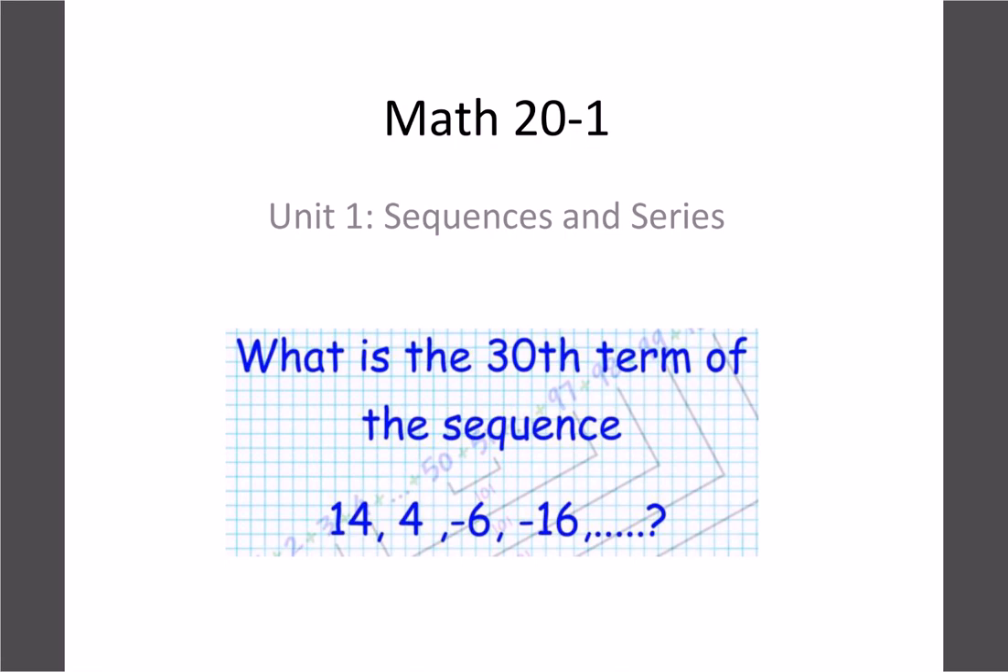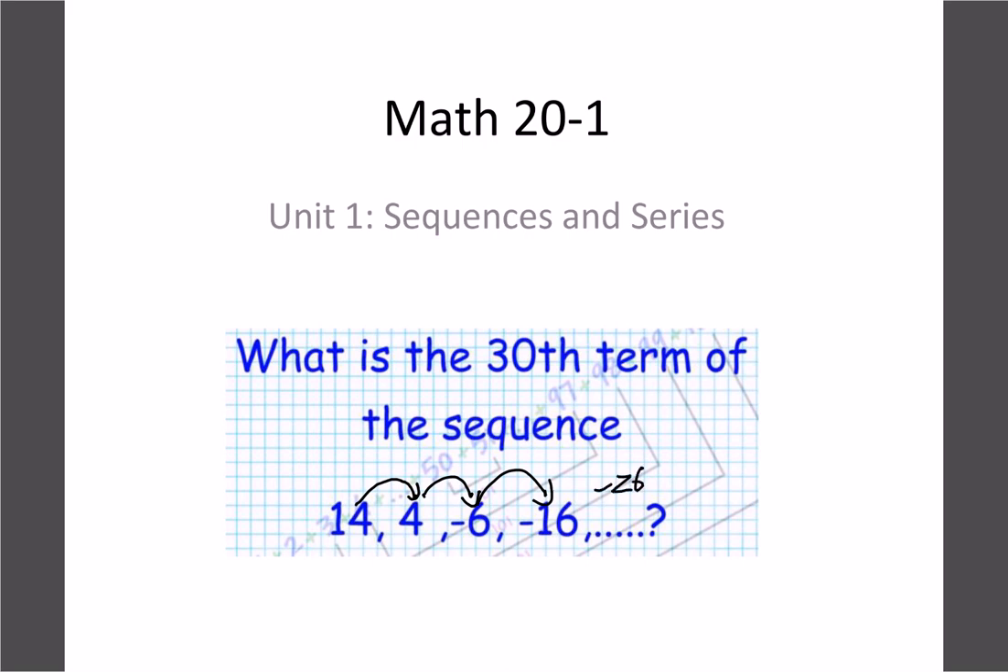All right, we're going to start with our first lesson in Math 20-1, and our first unit's on sequences and series. Today we'll figure out what they are, and we're going to start with our first type of sequence. In this picture, you can see a number pattern going from 14 to 4 to -6 to -16. We can see that it is a sequence, and we're going down by 10 each time.